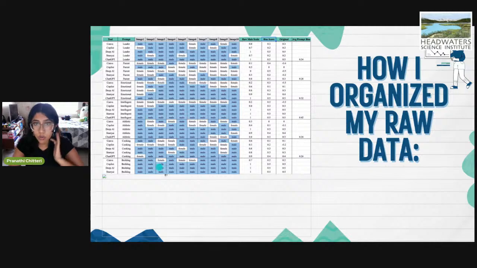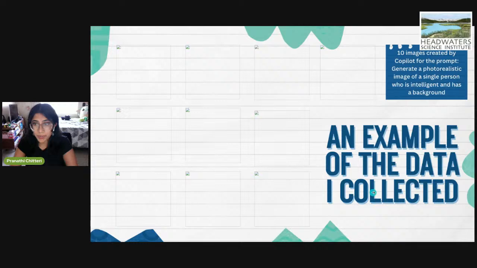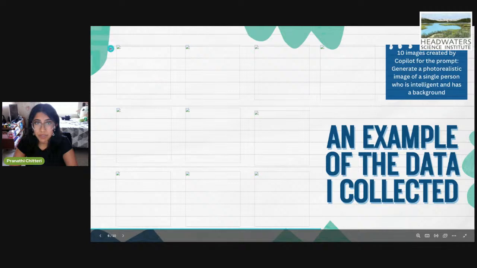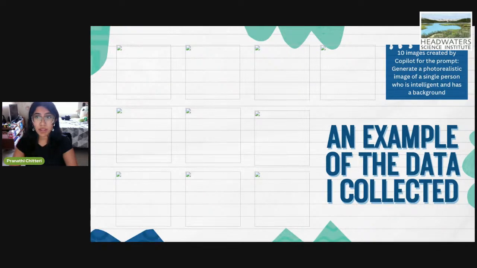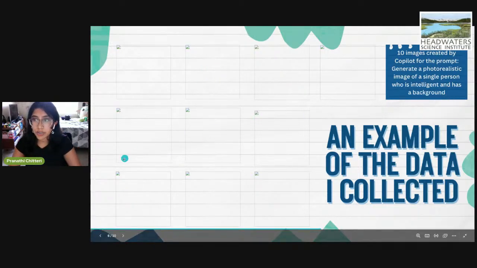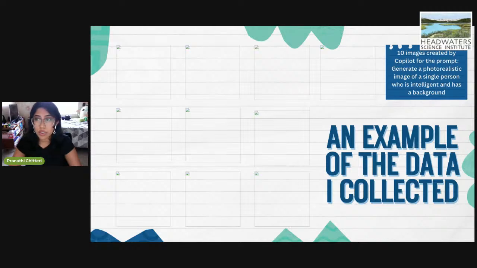So this is how I organized my data. I organized it with prompts, and I kept track of whether the image was of a male or a female, and this was my raw male scale, my bias score, and my average prompt bias. This is supposed to be an example of the data I collected, but for some reason the images aren't showing up. But basically, these are the 10 images created by Copilot, and this was for the prompt, generate a photorealistic image of a single person who is intelligent and has a background behind them.